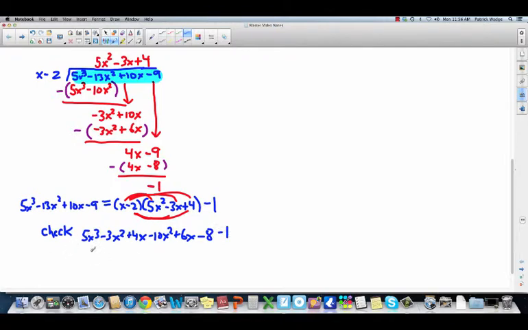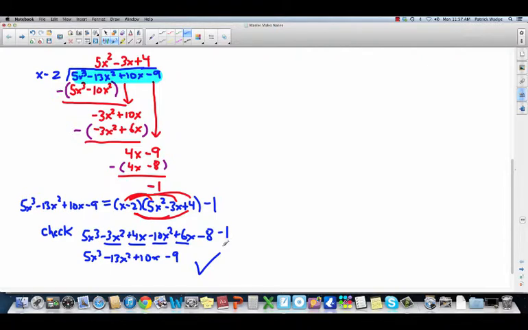Let's collect our terms. We only have a 5x cubed. We have negative 3x squared and negative 10x squared, which is negative 13x squared. We have 4x and 6x, which is 10x. And we have negative 8 and minus 1, which is negative 9. Is that the original question? 5x cubed minus 13x squared plus 10x minus 9. Yes, it is. We got this one right.